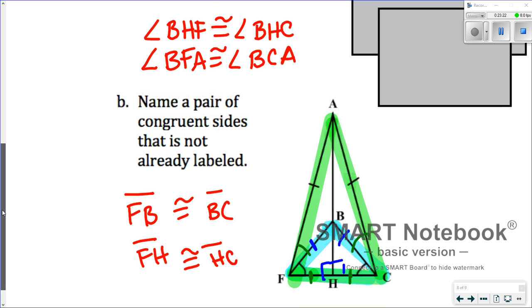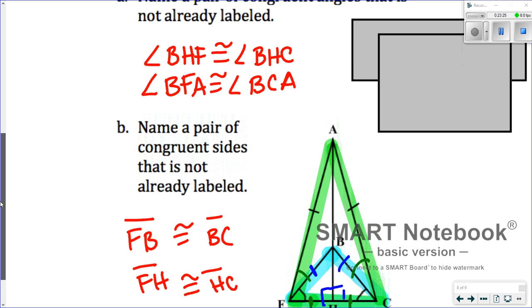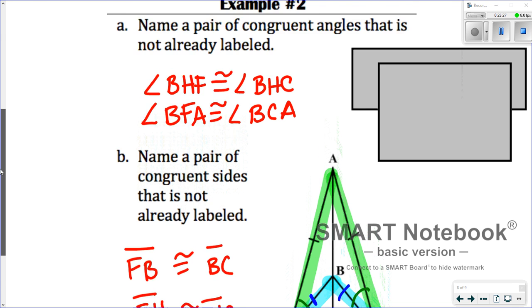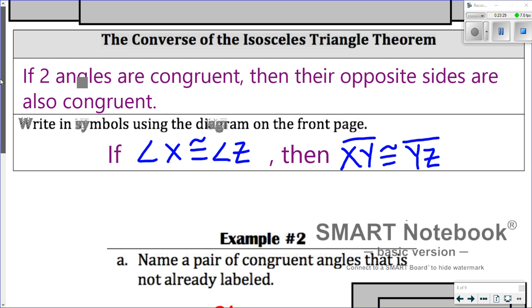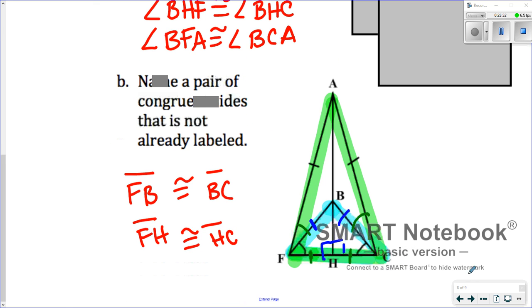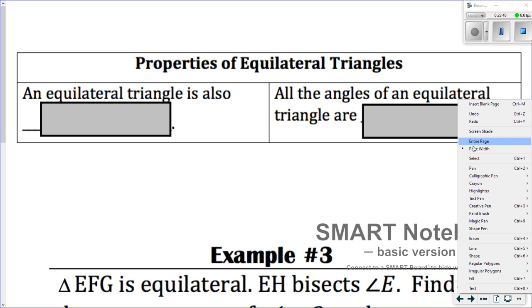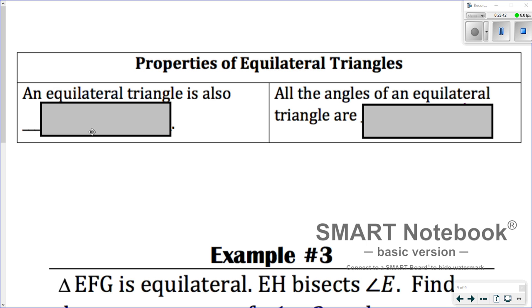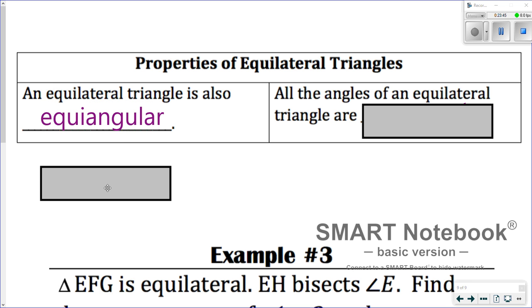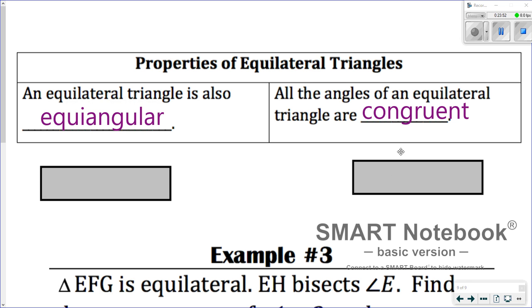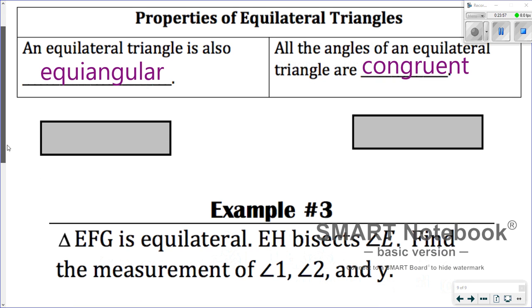Alright, so all we did was deal with congruent sides and congruent angles based on the isosceles triangle theorem. Okay, and the last triangle, equilateral triangle. So basically, you know that an equilateral triangle is also equiangular. That means all the angles are equal, or congruent, and all the angles of an equilateral triangle are, like I said, congruent. So the sides are congruent, the angles are congruent.